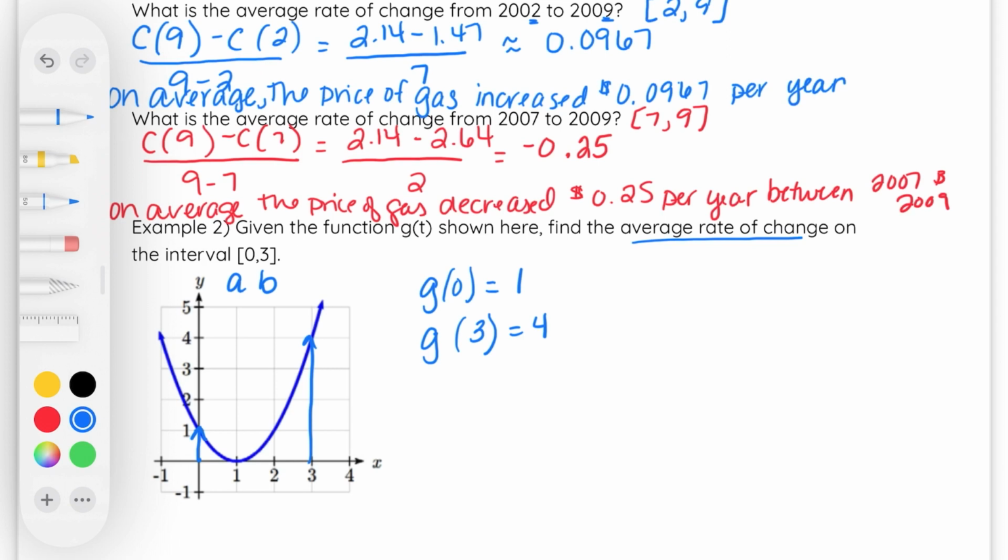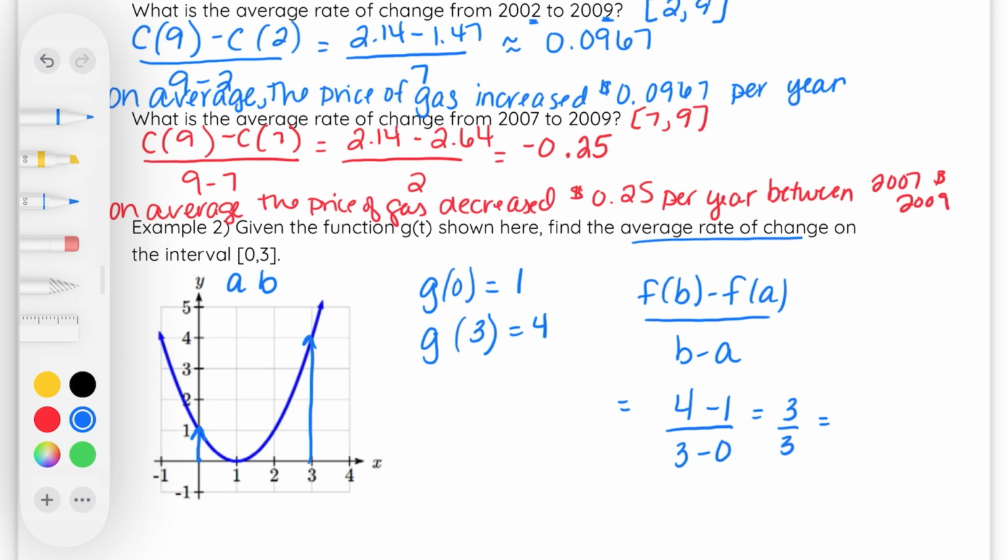So now we have everything that we need to write our average rate of change. So f of b minus f of a over b minus a. Thus, we will have 4 minus 1 over 3 minus 0, 3/3 or 1. So the average rate of change between 0 and 3 is an increase of 1 unit.